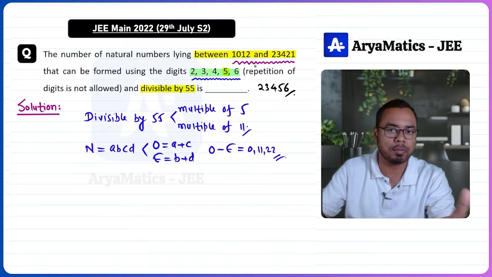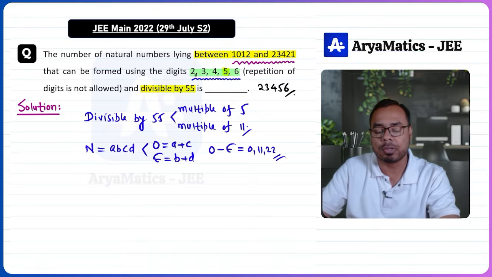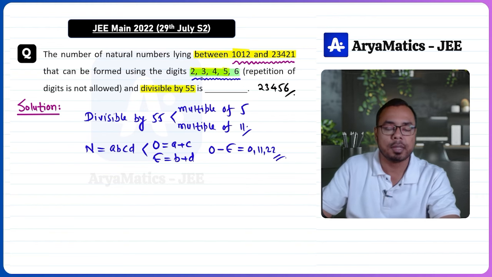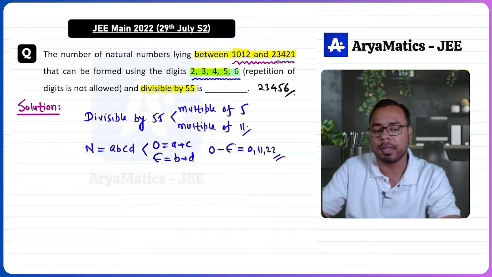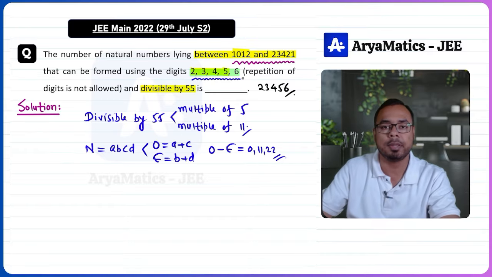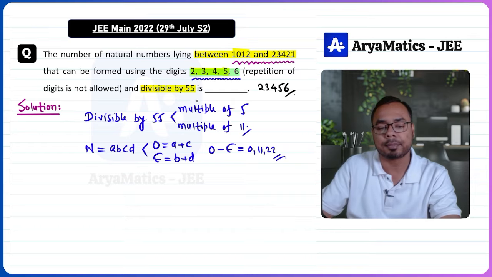So we have to focus on 4-digit numbers only. Also the smallest 4-digit number will be 2345, which is bigger than this number 1012. So any 4-digit number formed using these 5 digits will lie in that given interval. So here basically we have to find the number of 4-digit numbers formed using these 5 digits without repetition of digits which are divisible by 55.